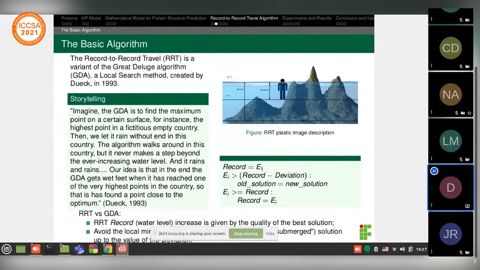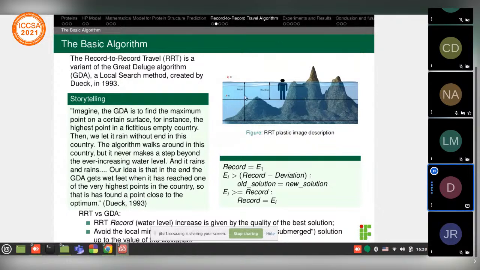And is being distinguished by the author by different circumstances. RRT water level increase is given by the quality of the best solution found until the iteration. And we use a record parameter, which will be updated only if the quality of the best solution is greater than its value.